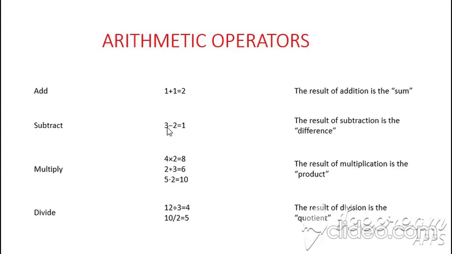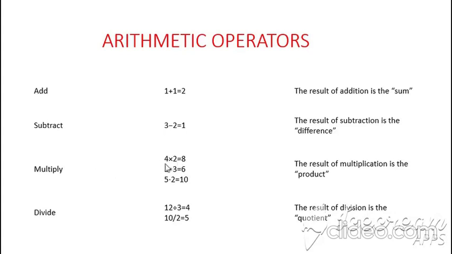Subtraction. Here you're subtracting 3 minus 2. The answer is 1. So the result of subtraction is the difference. So 1 is the difference of 3 and 2. Whatever we subtract, the answer that you get is called the difference.